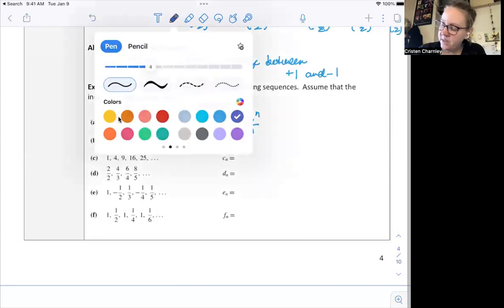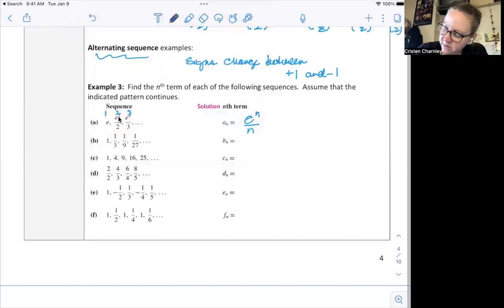So let's go to the next one. I have a 1 first term, second term, third term, fourth term. I'm looking at this one a little bit differently.